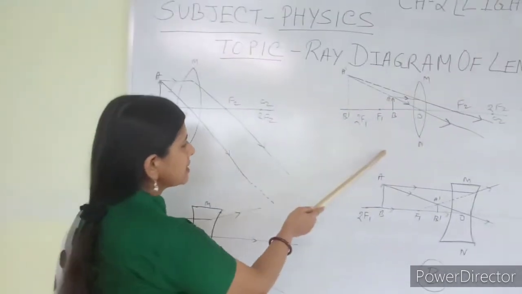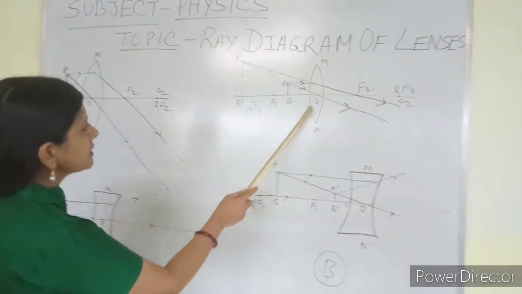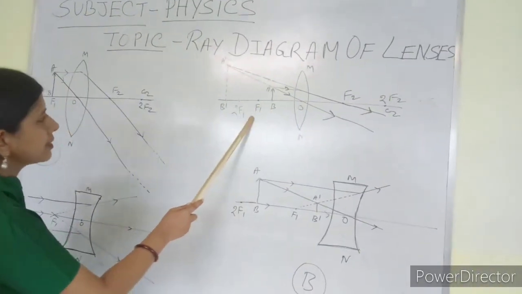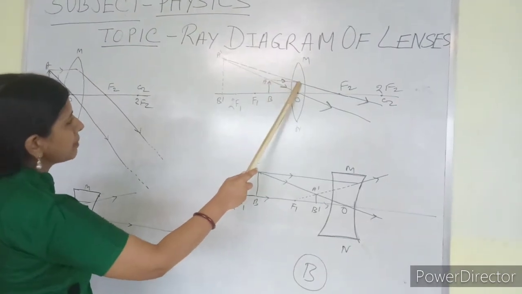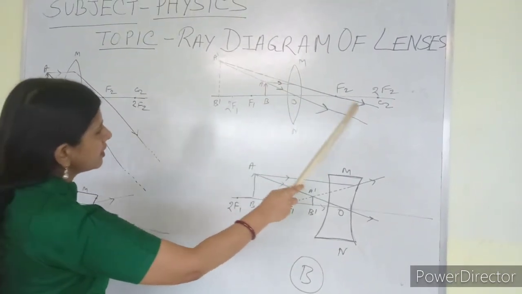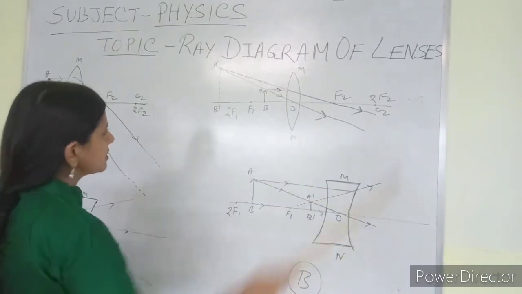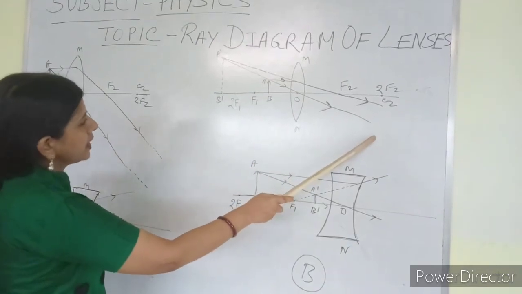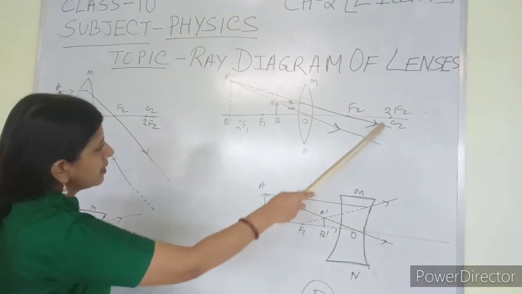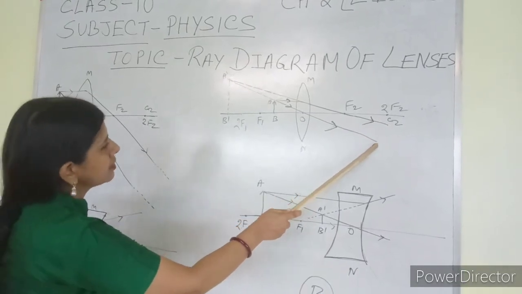Now this is the last case in the case of the convex lens. Here the object is in between the optical center and the focus of the lens. One ray goes parallel to the principal axis and after refraction passes through the focus on the opposite side, that is F2. The second ray, the undeviated ray, passes through the optical center. These two rays are never going to meet; they are divergent rays.